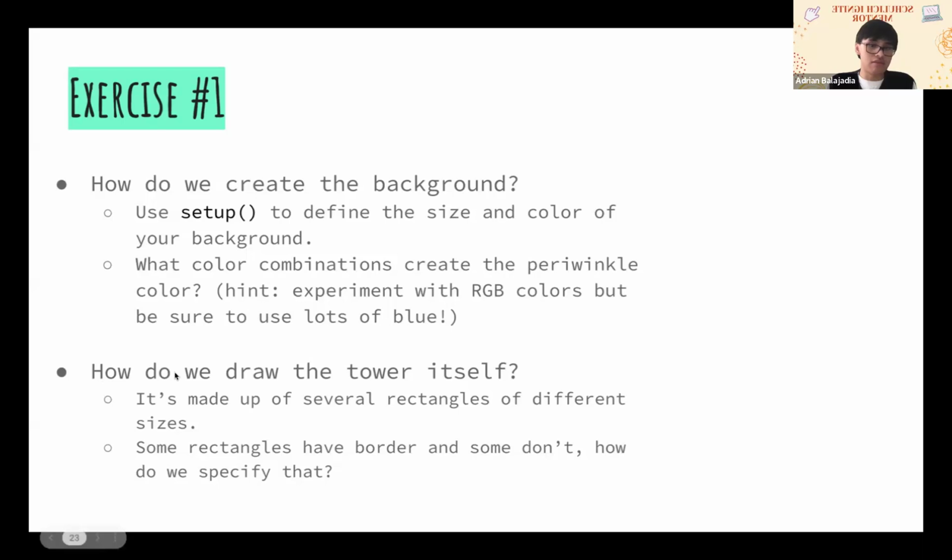And after that, how do we draw the tower itself? Remember, we use those rectangle functions. And then you'd have to specify different X and Y values, as well as the different sizes that you want. Another thing you might wonder is that some rectangles have a border and some don't. So how do we specify those different functions?